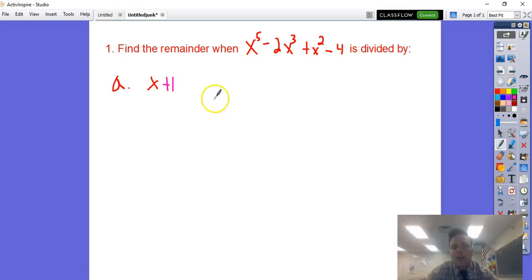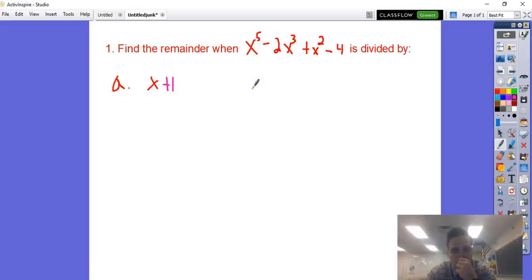In other words, it could divide into it evenly. Okay, so you could also say then, if 1 had divided into it and got a remainder of 0, you could say that 1 is a 0 of this polynomial. So in other words, you could say, hey, it crosses the x-axis at 1, okay? You could also say that 1 is a root of that polynomial. But we did not get 0. So 1 is not a root. It's not a 0 of this polynomial.